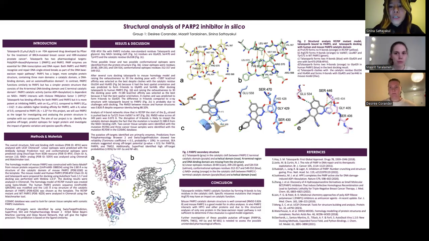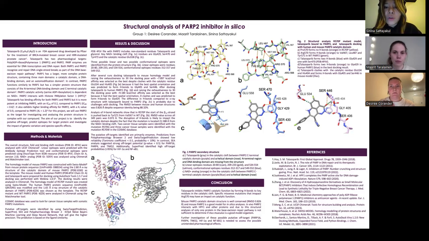For the putative off-target, we identified that primarily they are enzymes, and predictions from the PolyPharmacology Browser 2 and SwissTargetPrediction show really low reliability. In contrast, the SEA analysis suggests strong off-target potential with a p-value less than 0.5 for PARP16, PARP4, and TNKS2. Additionally, SuperPred identified high off-target probability, more than 95%, for HIF1 alpha and NF-kappa B1.